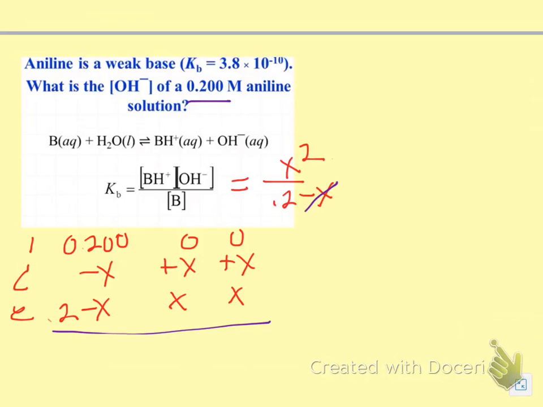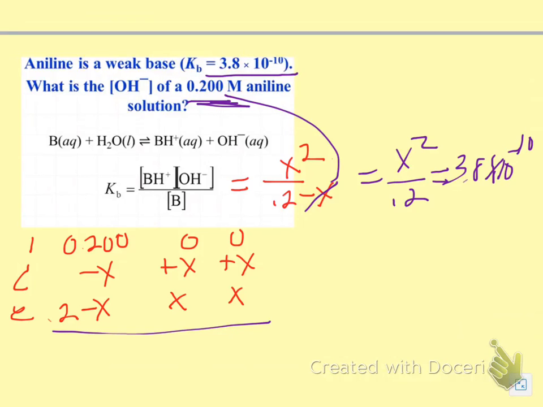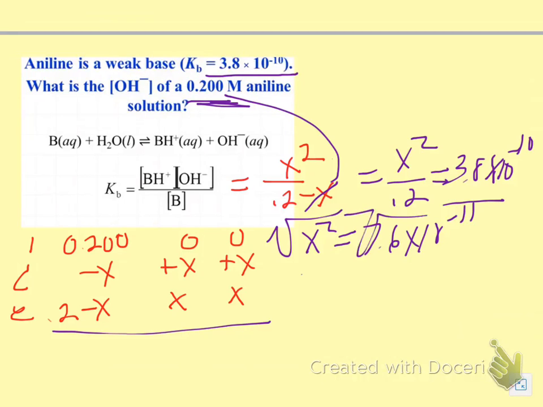I can make the assumption that this x is going to be much, much smaller than the 0.2 because my Kb is so tiny. And so I end up with x squared over 0.2 is equal to my Kb, which was given to me. It's 3.8 times 10 to the minus 10. So now if I multiply both sides by 0.2, I get x squared is equal to 7.6 times 10 to the negative 11th. Take the square root of both sides, and I end up with x equals 8.7 times 10 to the minus 6.